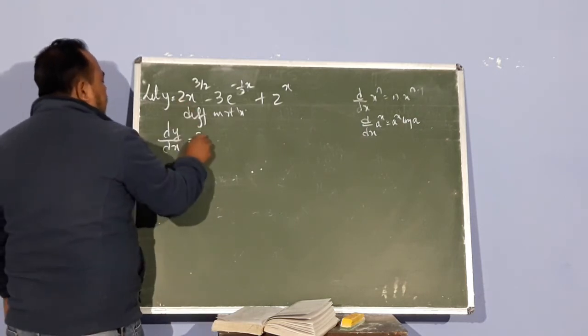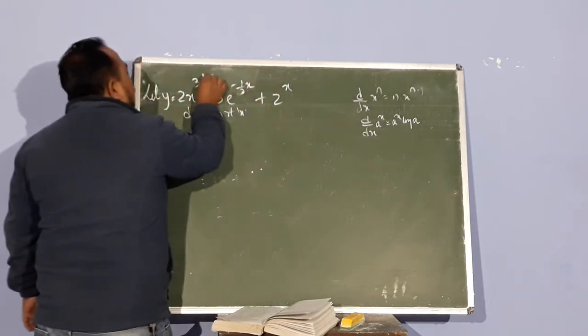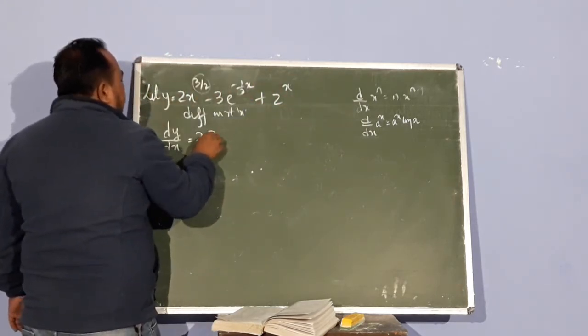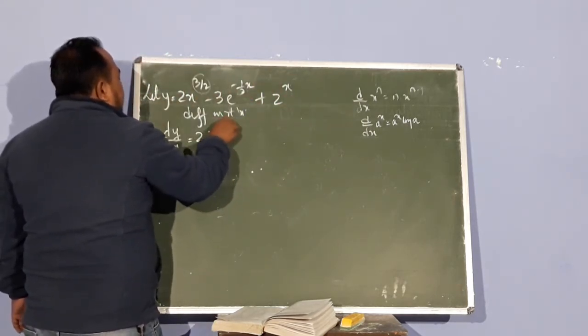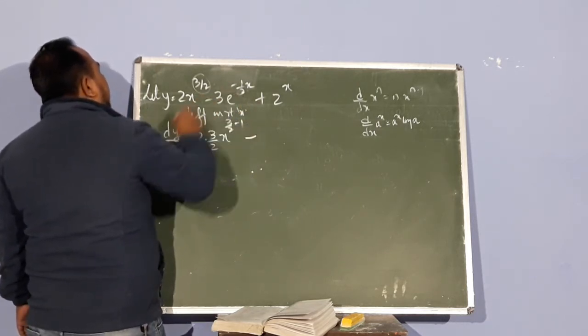So 2 is a constant, it comes out. Differentiation of x to the power 3 by 2, formula number 1. So what is going to happen to the power? The power comes in front and you subtract 1 from the power. Done. Next term is 3 e to the power minus 1 by 3.